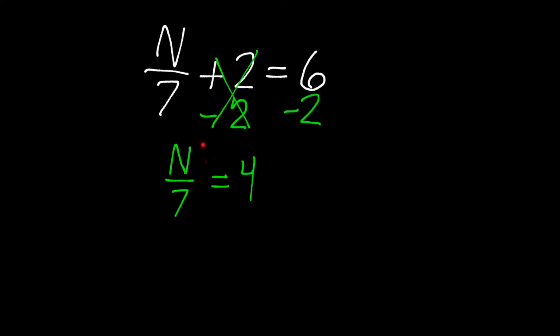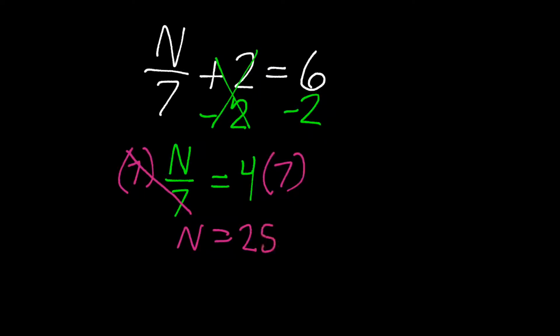Now, we need to get the n all by itself. We've got the variable term isolated, but we need to get the variable itself isolated. And remember, when we're dividing, if it looks like a fraction, we are going to multiply both sides by the denominator. If I multiply by 7 and divide by 7, it is the same as just 1. So we have n on the left side, and knowing my multiplication facts, 4 times 7 is 28. So there is our possible answer.